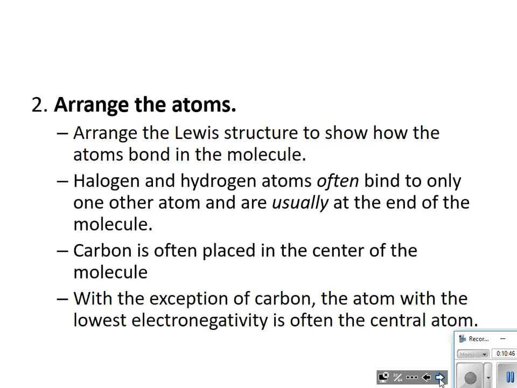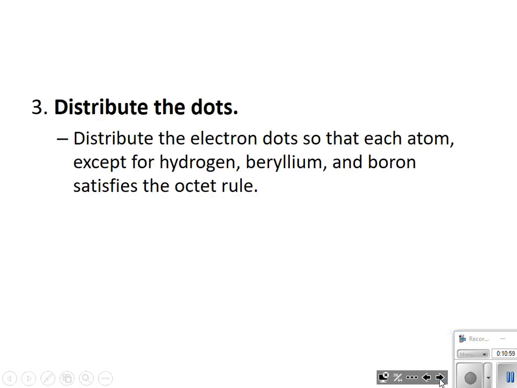And I think these will make more sense once we start working some examples. Okay, so if you're saying I don't get what that means yet, that's okay. Just hang tight till we get all the rules. Okay? Rule number 3 tells us that we need to distribute the electron dots so that each atom, except for hydrogen, beryllium, and boron, satisfy the octet rule.